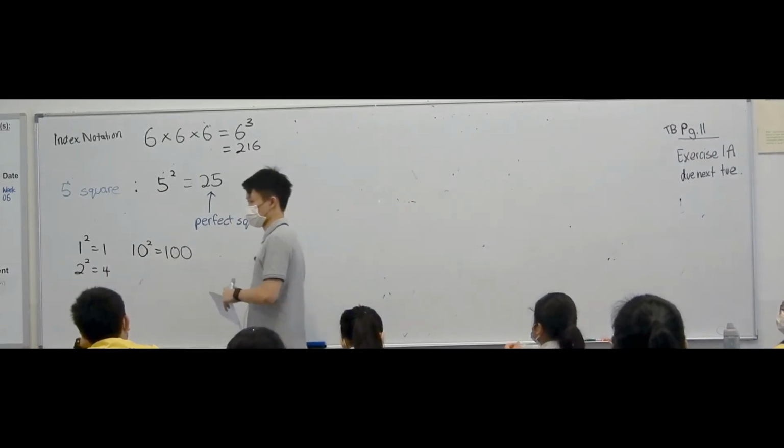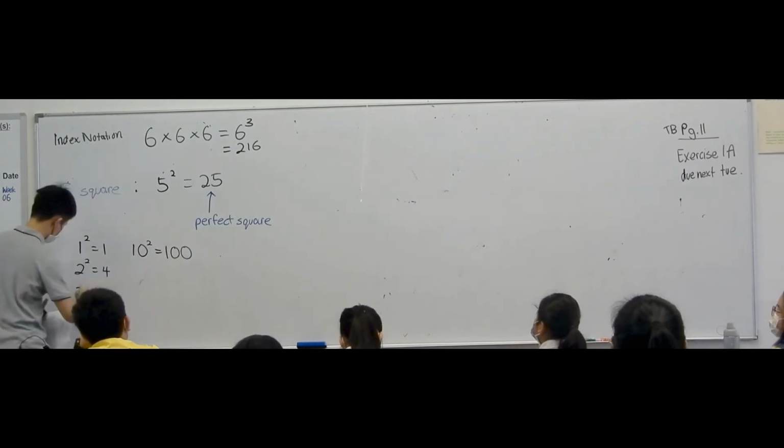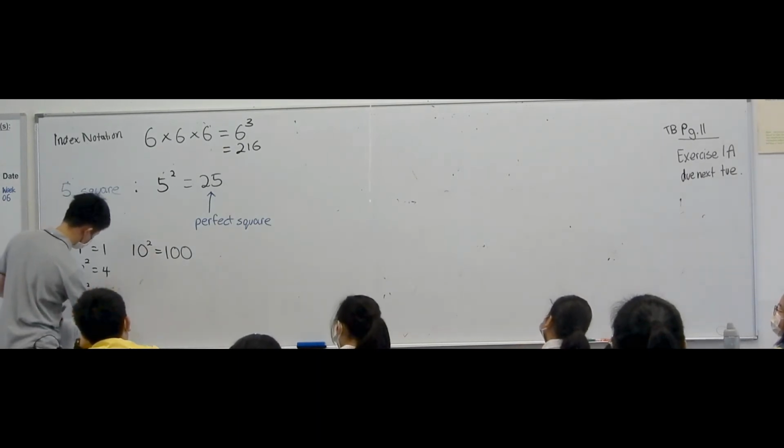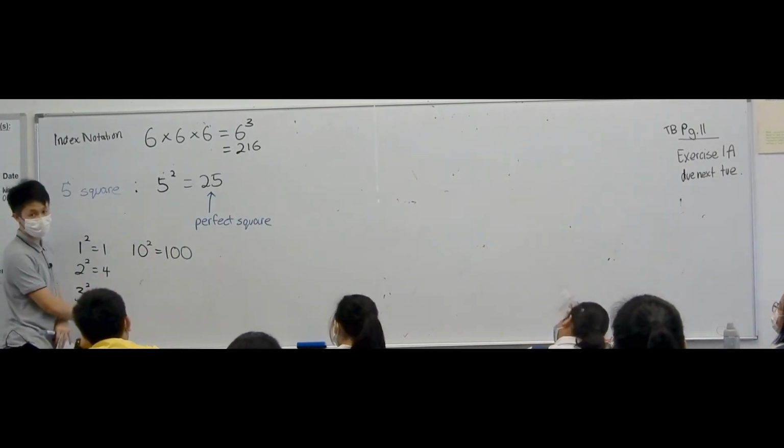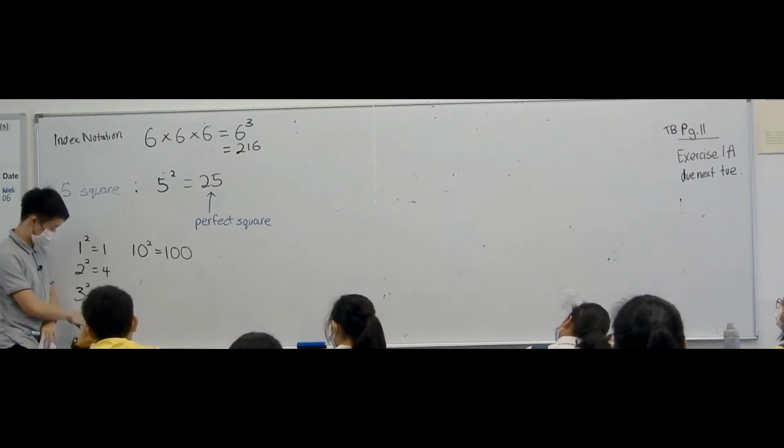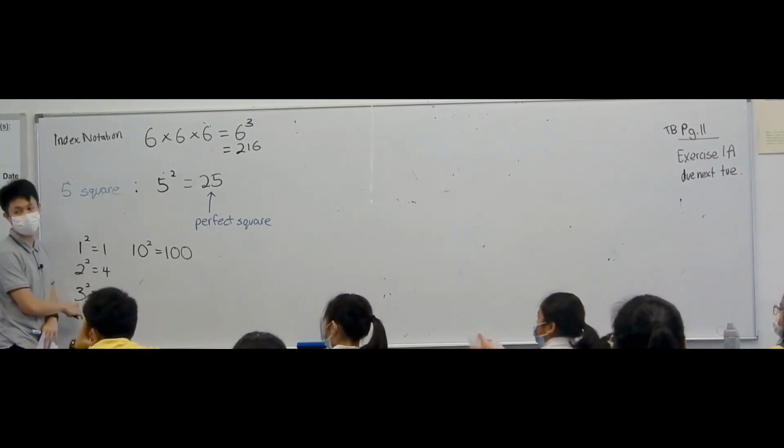Okay, or just 3 squared. 3 squared equals 9. Is 9 a perfect square? 9 is a perfect square because it's made up of squaring a whole number. Yes, sir.